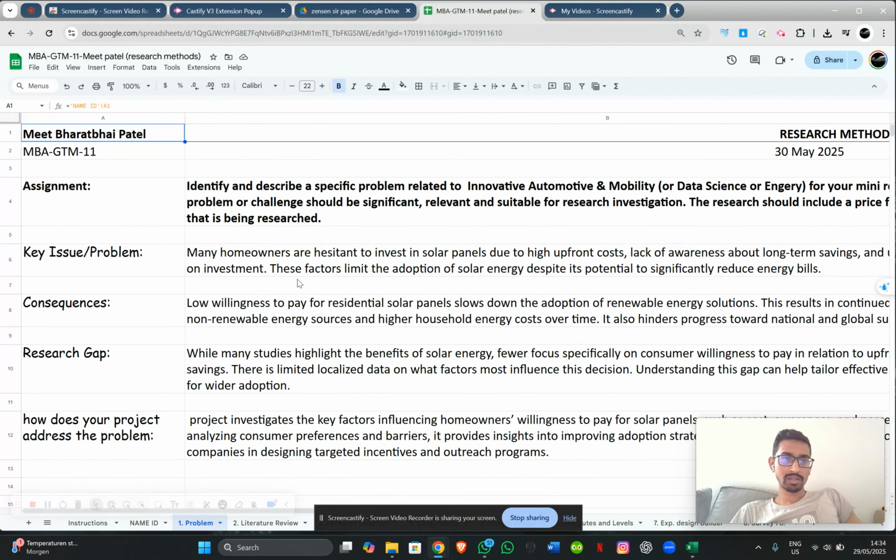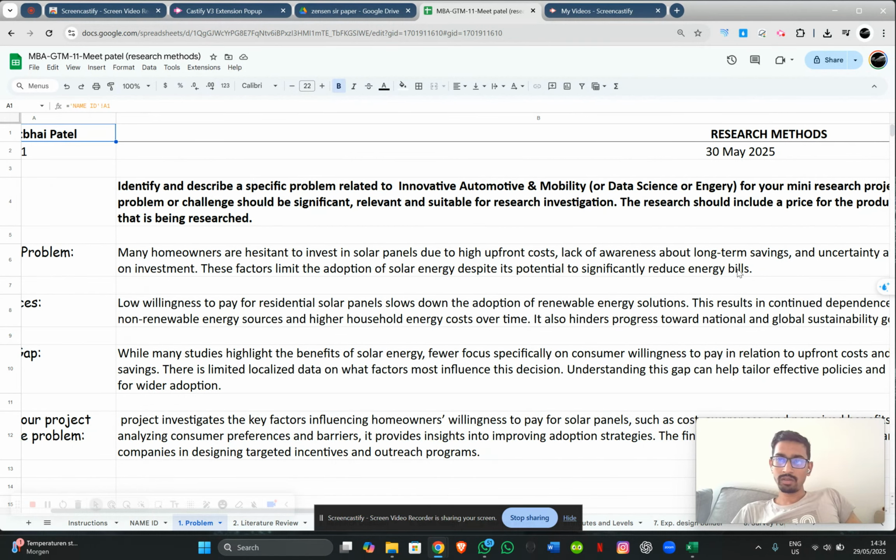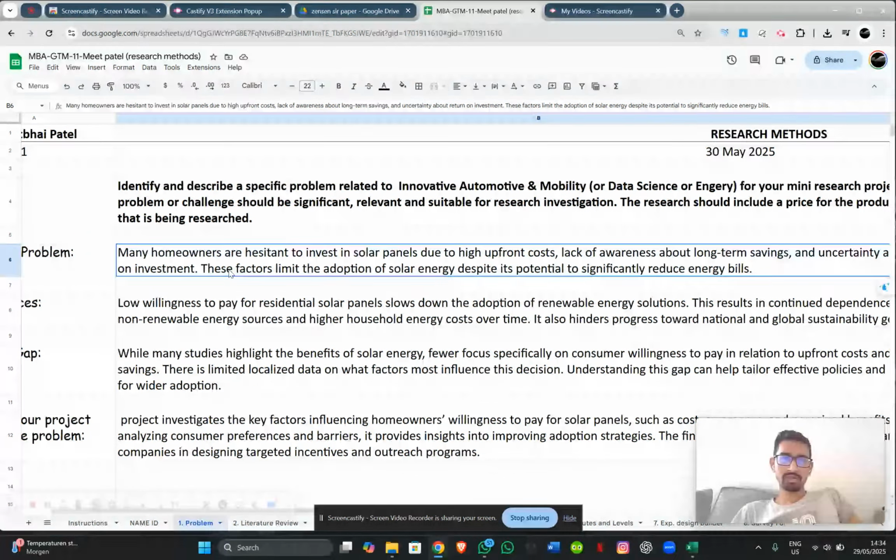In the first Excel sheet, I will explain the problem, starting with the key issues. Basically, there are many homeowners who are hesitant to invest in solar panels due to cost, lack of awareness of long-term savings, and uncertainty about the investment. These are also factors that limit adoption of solar energy despite the potential to significantly reduce energy bills.